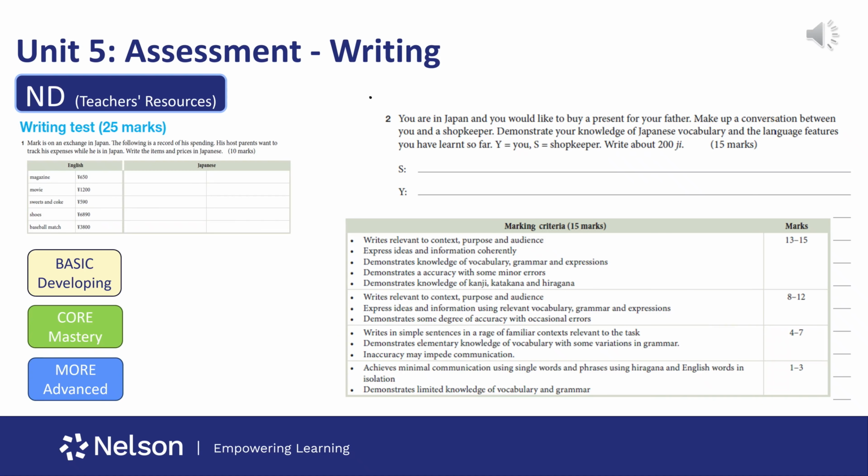For writing, differentiation includes vocabulary and grammar. Basic level, teachers provide an extra vocabulary note. Core level, teachers select relevant exercises from the student book. More level, students write longer text using more complex language and a wider variety of vocabulary. Tailored instruction allows each student to achieve success.